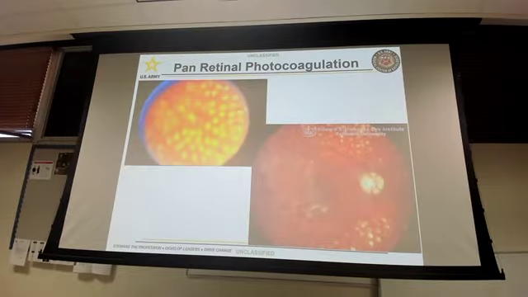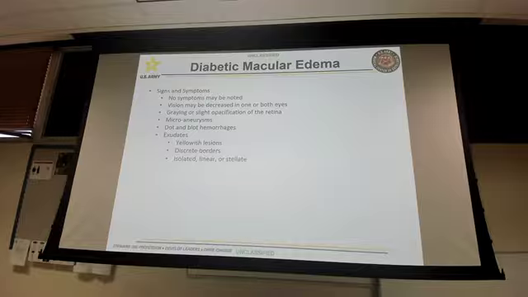Here's an example of what PRP looks like. We go in and zap different parts of the retina. It reduces the release of VEGF, so no new blood vessels growing in hopes of preserving vision. So you can have diabetic macular edema even with non-proliferative diabetic retinopathy. So depending on where in the macular region, some patients may not even notice any symptoms.